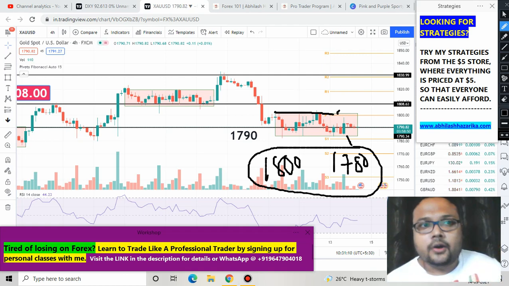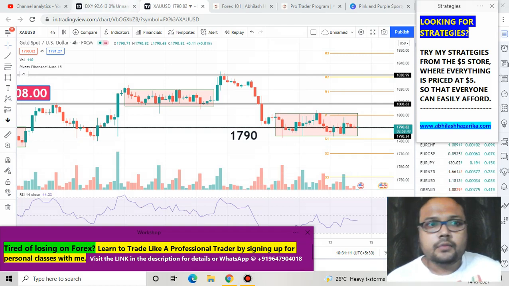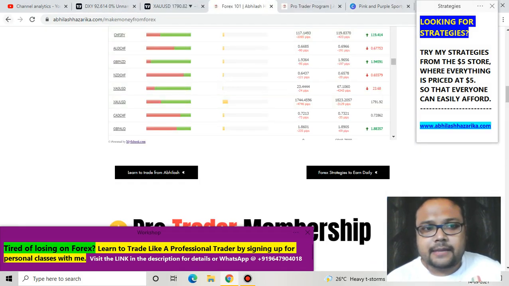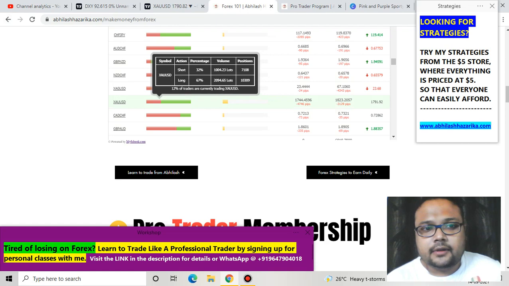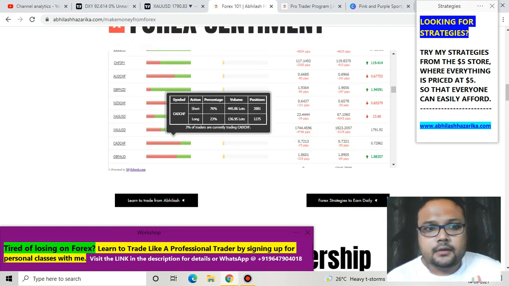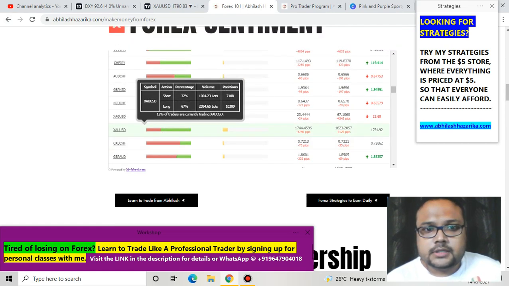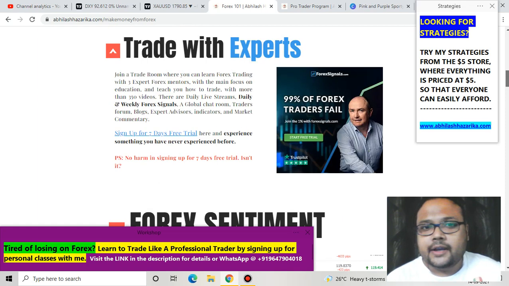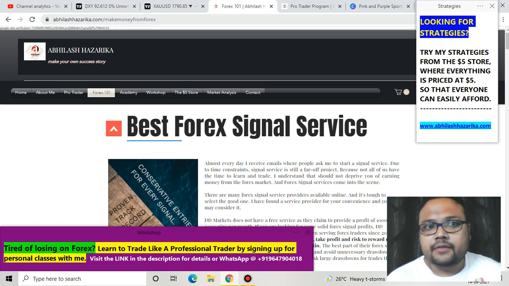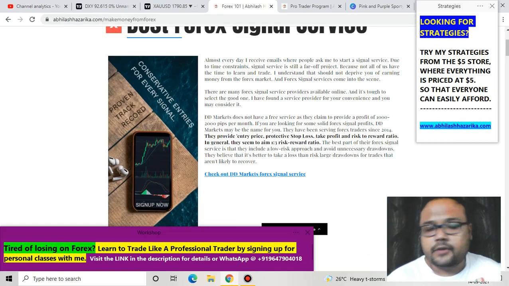And on the other hand, if we look at the Forex sentiment meter here, you can see that 67% traders have taken long positions and 32% retail traders have taken short positions. So 67% retail traders are thinking that market will be going up. And you'll find the Forex sentiment meter on my website avilashhazarika.com under the Forex 101 section.